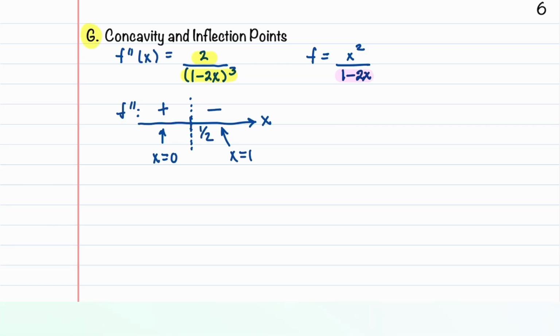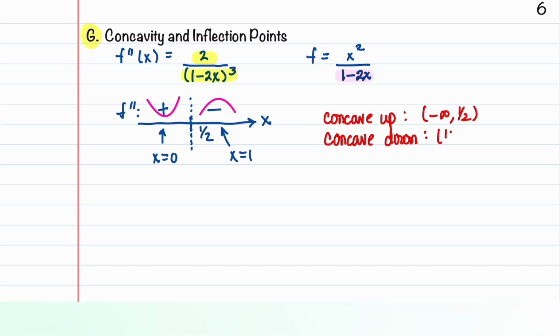So this tells us that our graph is concave up to the left of our vertical asymptote and concave down to the right. We have concave up from minus infinity to 1/2, and then we have concave down from 1/2 to infinity. Because we do not have a point where the concavity changes, it only changes at an asymptote, we have no inflection point. Let's write down no IP.